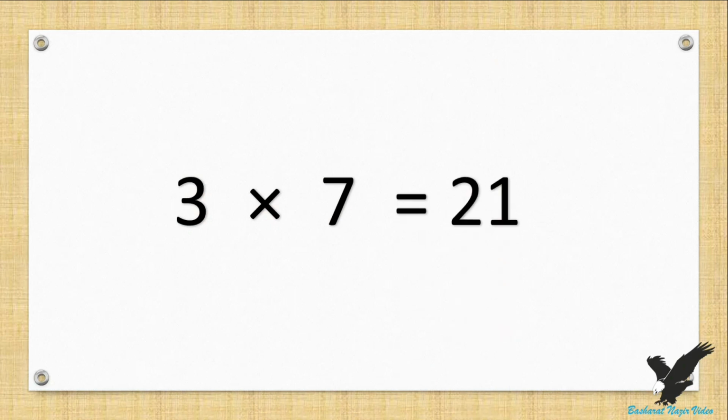1 times 7 equals 7. 2 times 7 equals 14. 3 times 7 equals 21.